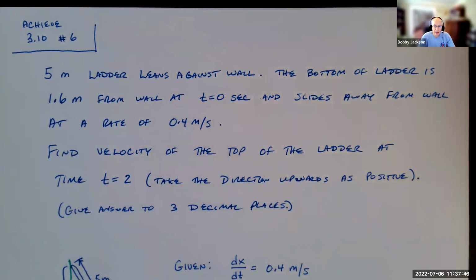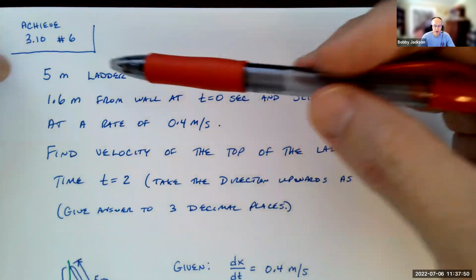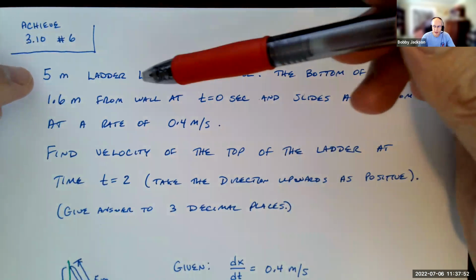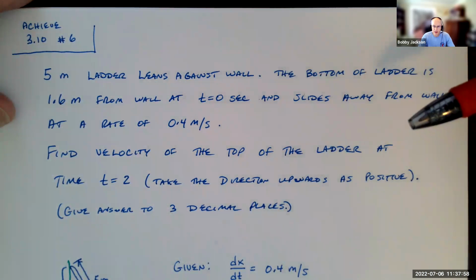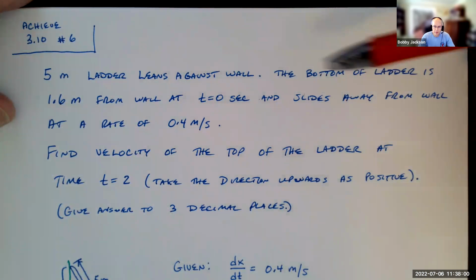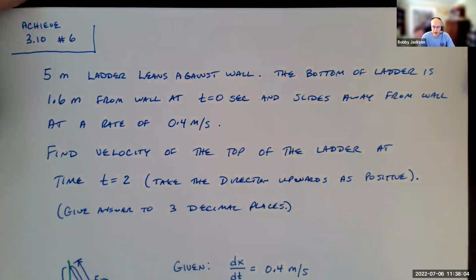So let's take a look at Achieve section 310, number 6. These are the related rates problems, and there's a lot of words. I recopied the words from the problem, and the words have meaning, and we need to make sure we comprehend and understand them, plus all the little extra details that they give in the parentheses down here. So there's a lot going on.